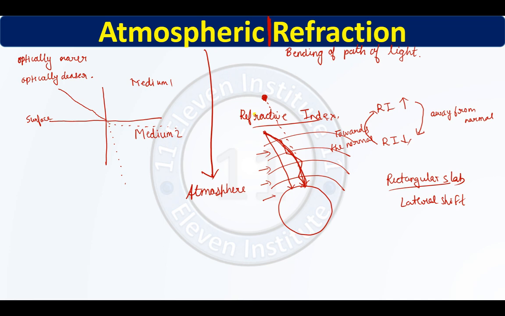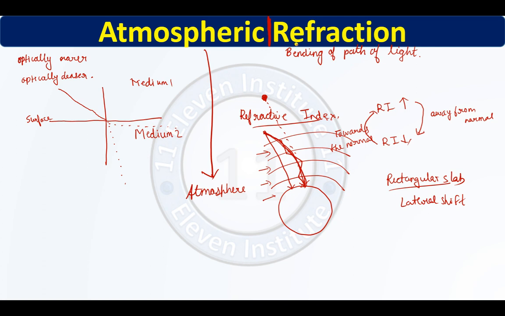This is somewhat similar to lateral shift only. This object appears raised over here, and this effect is known as refraction. But this refraction is caused by whom? It is caused due to the atmospheric conditions. So the refraction for which atmosphere is responsible, such refraction is known as atmospheric refraction.